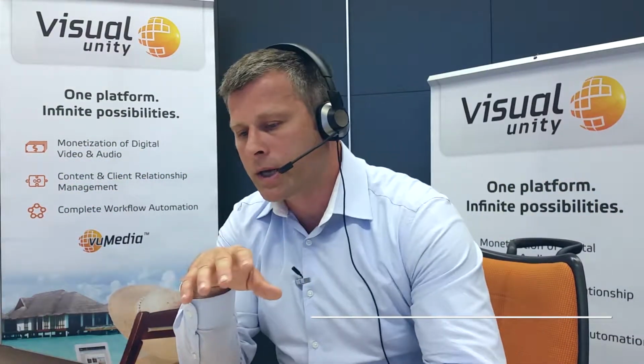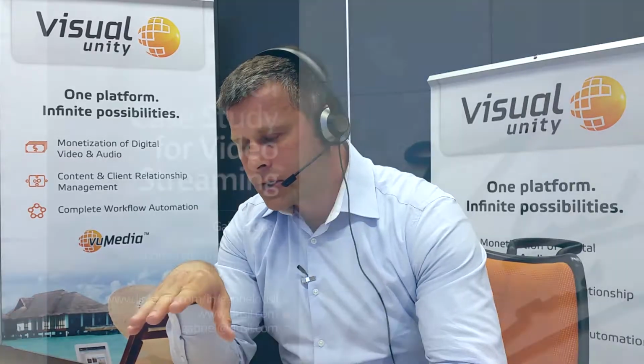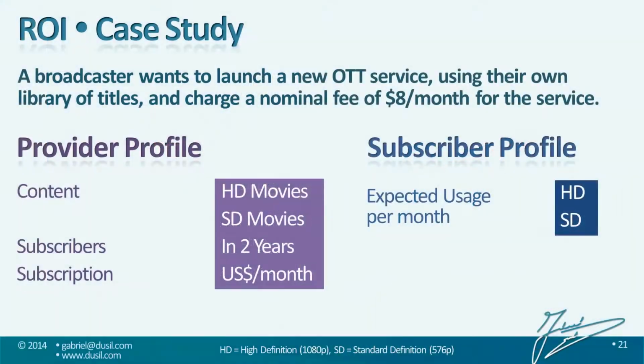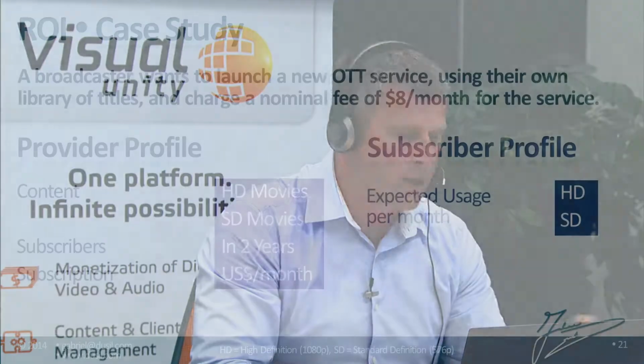Here we're looking at a broadcaster that wants to launch an OTT service. They have their own library of content and they want to charge $8 for the service per month. Now, why did I choose $8? I wanted to look at this from the perspective of an OTT service such as Netflix, for example, that charges $7.99 for their subscribers, and just see how the numbers really come out from using the same figures.